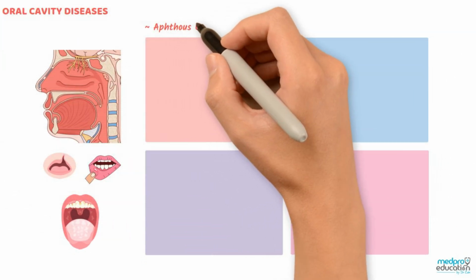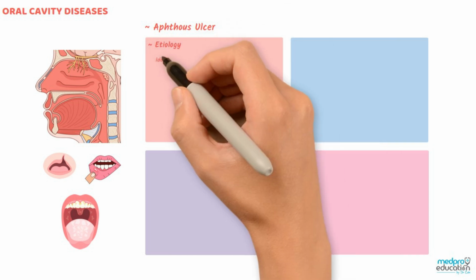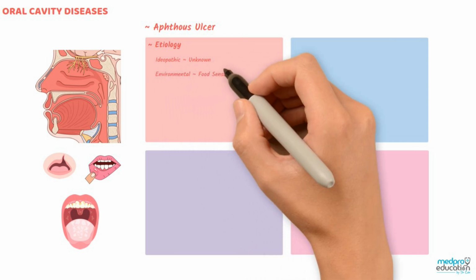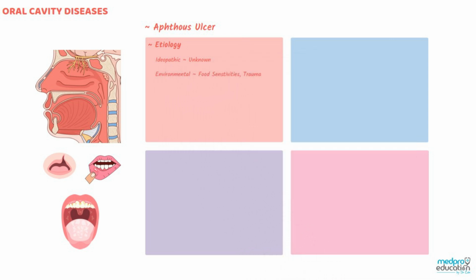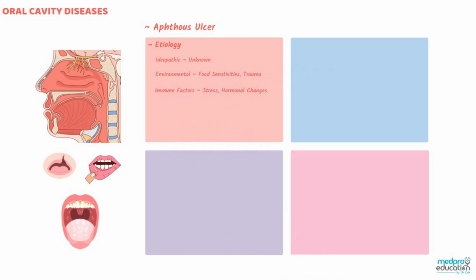Next, the common Aphthous ulcer. Etiology. The exact cause is idiopathic, unknown, but it's strongly associated with environmental factors, like food sensitivities and traumas, and immune factors like stress, hormonal changes. Pathogenesis. The trigger is thought to lead to a localized immune dysregulation, causing an inflammatory response that damages the mucosal epithelium, which presents as an ulcer.